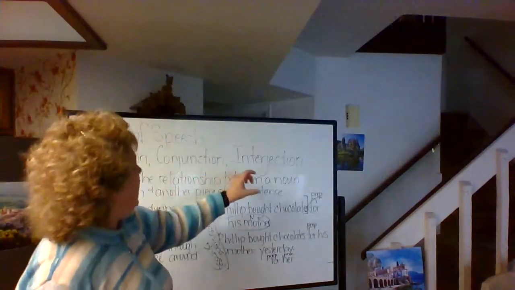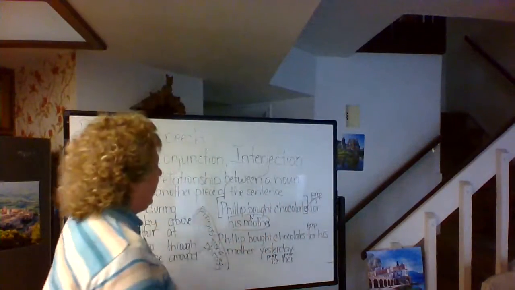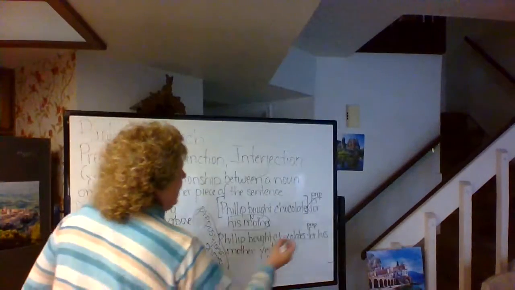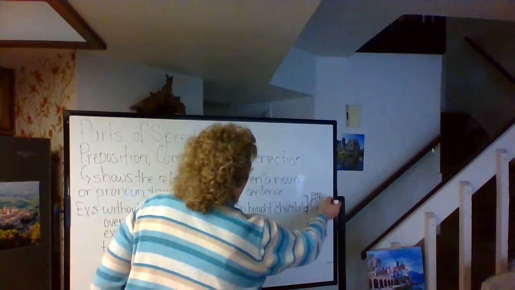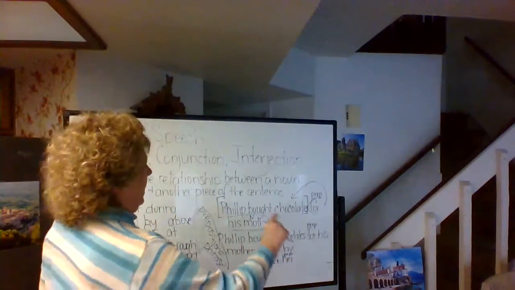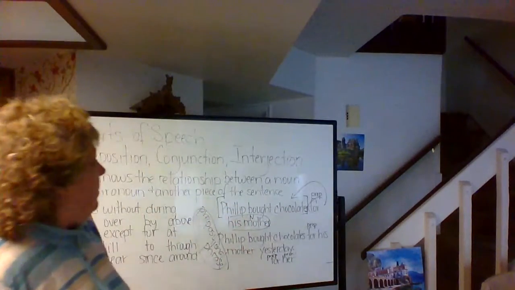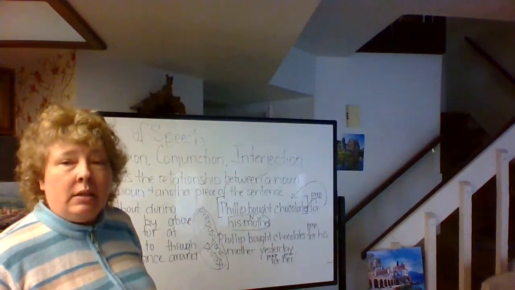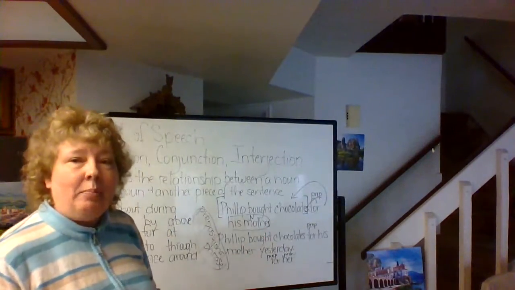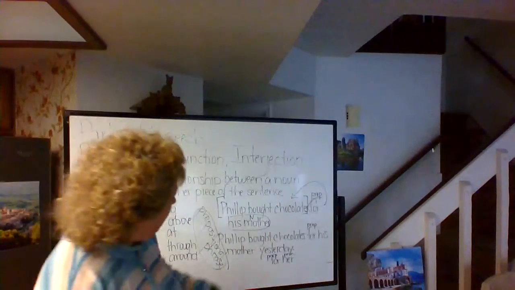Shows the relationship between a noun or pronoun. So we've got this. For his mother, the relationship between that and another piece of the sentence. So what we're saying is the following. We're going this way. Does that make sense? The relationship between the prepositional phrase and this part of the sentence. Philip bought chocolates. What did he buy? Chocolates. For whom did he buy them? His mother. Does that make sense? It does? Good job.